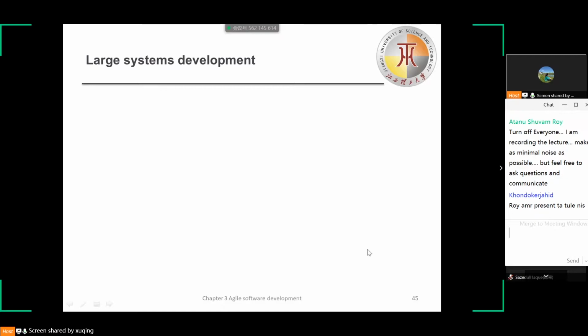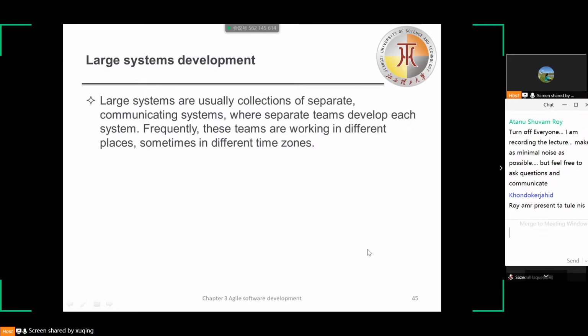Here is some basic information about scaling agile methods. Large systems are usually collections of separate communicating systems where separate teams develop each system. And frequently, these teams are working in different places, sometimes in different time zones. Like us now, we work in different time zones, but we cannot call ourselves a large system, even though we are in different places. But for the development of large systems, it may be this situation. We may work really at a long distance.